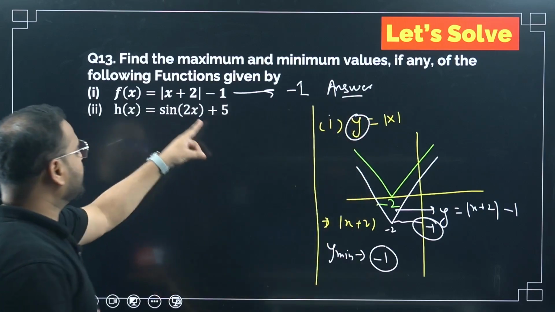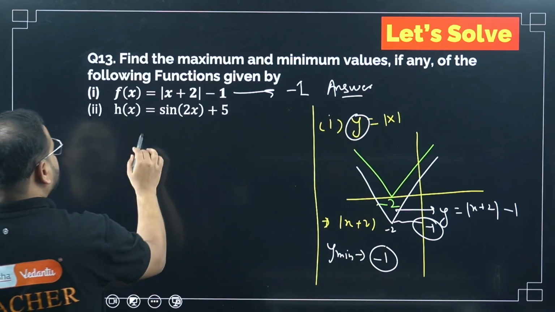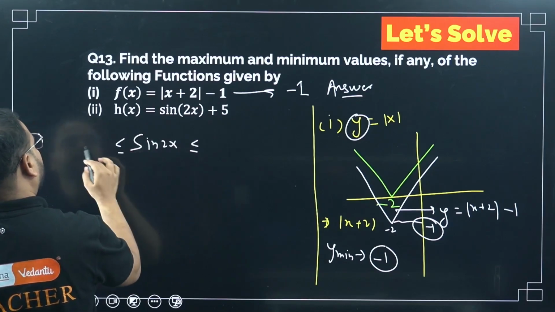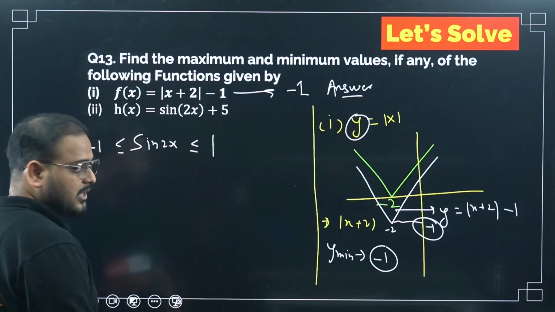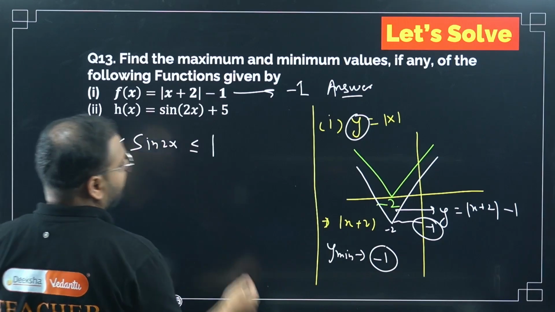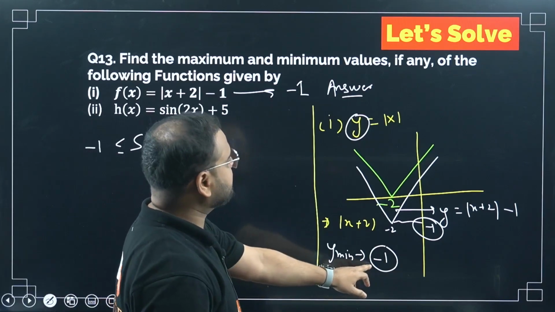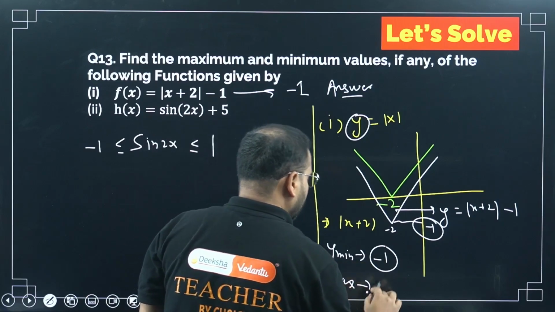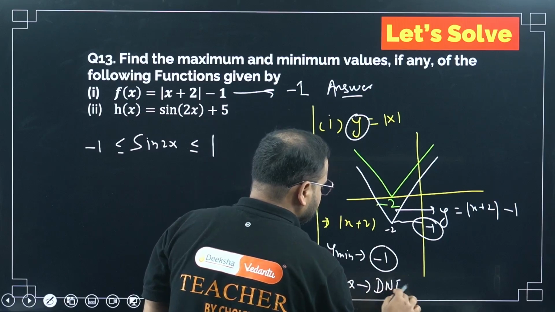Check for this: sine 2x plus 5. Okay. What's the range of sine 2x? Minus 1 to 1. So the maximum value of sine 2x is what? 1. Acha, both we asked, no? What is the maximum value? There is no maximum here. Maximum does not exist. I hope you understand this.